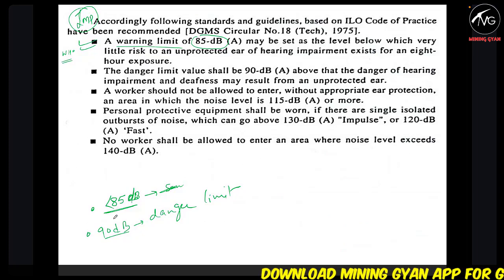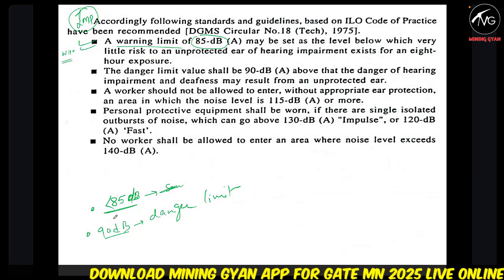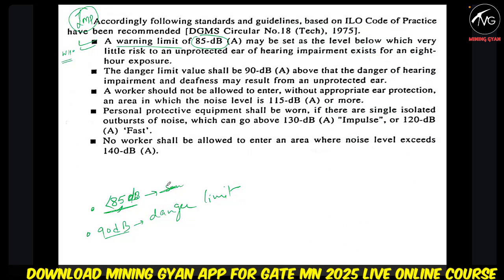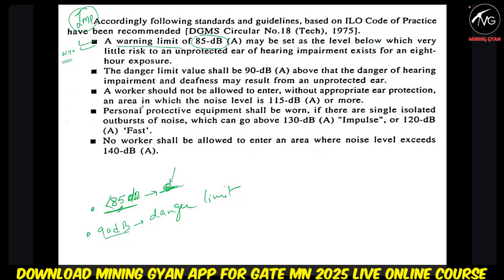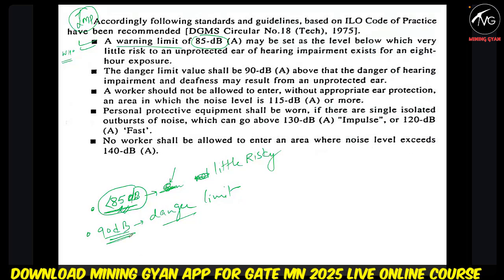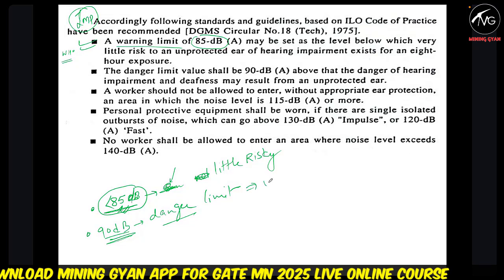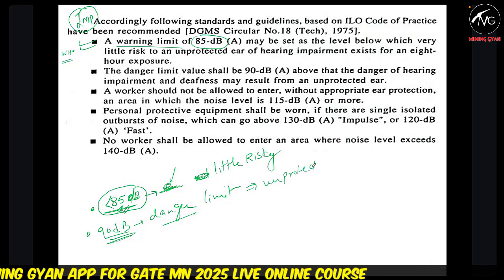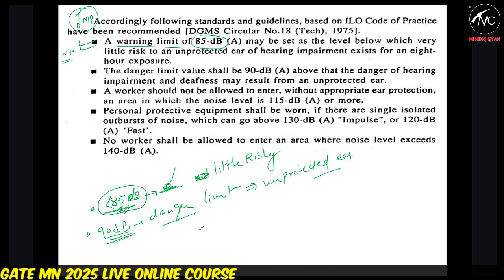So you have to write these facts in very few points, जिससे कि आपको रिवाइज करने में आसान हो, है ना. They may confuse you during the exam, but if you write that less than 85 will be little risky, or 90 decibel danger limit, danger limit for unprotected ear के लिए danger limit.